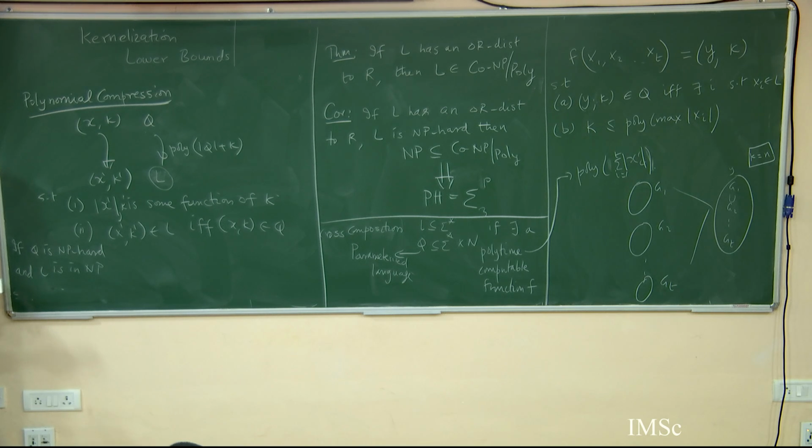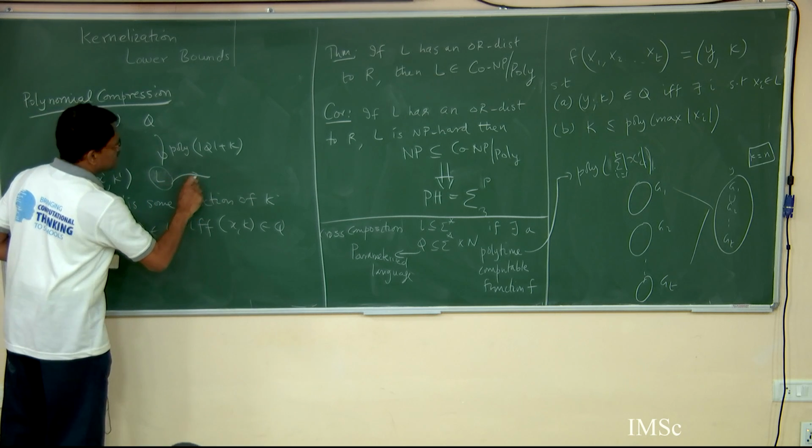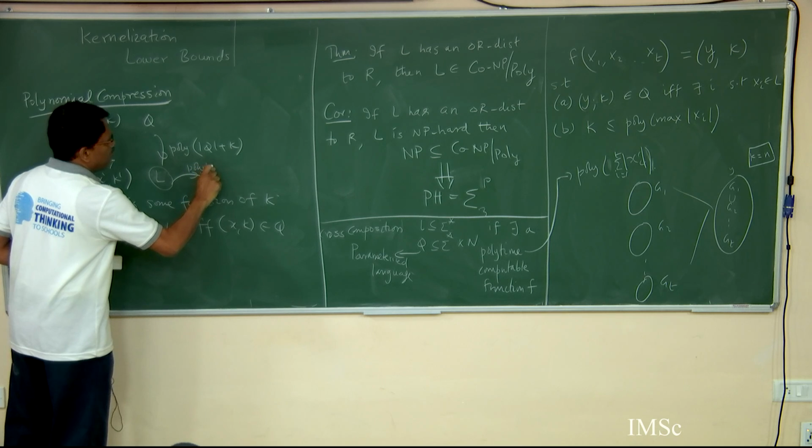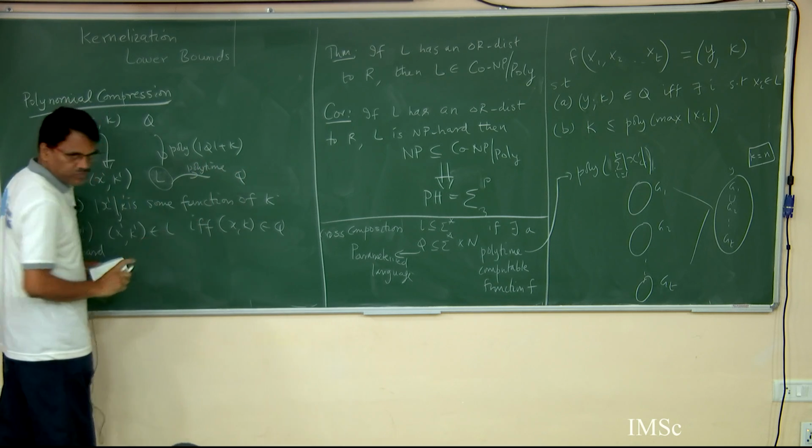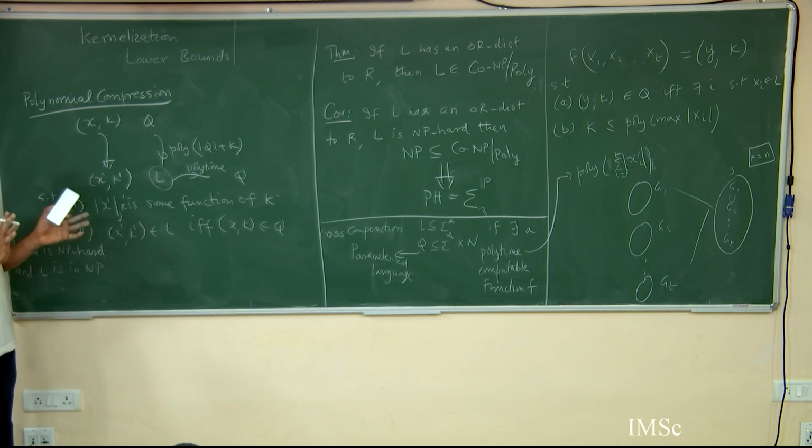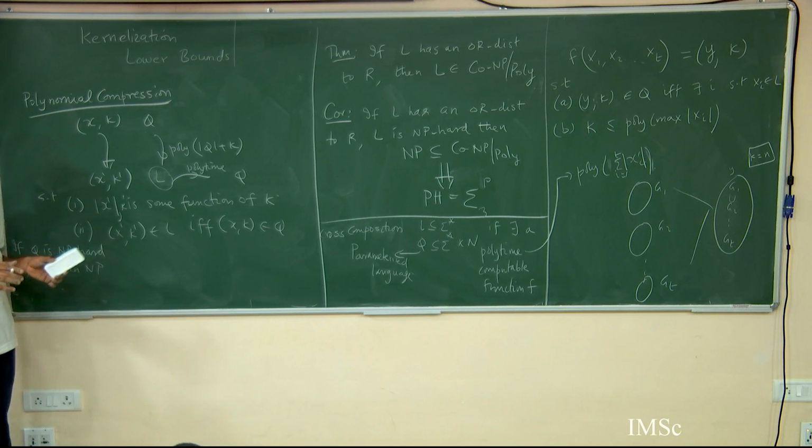Then you can actually get kernelization rather than compression. How? Reduce that to Q. What do I want for kernelization? I want an instance of Q. Since L is in NP and Q is NP-hard, there is a polynomial time reduction from L to Q. But what happens to the sizes and the parameters and so on?